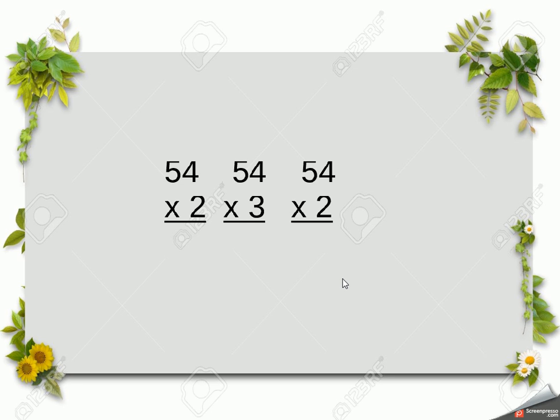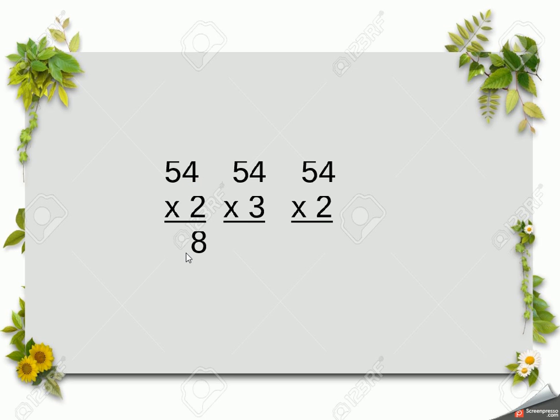So actually what I'm going to do, instead of doing 54 times 200, I'm going to do 54 times 2. And instead of 54 times 30, I'm going to do 54 times 3. If I work out these three answers, put the zeros back in and add them together, I'll have my answer.